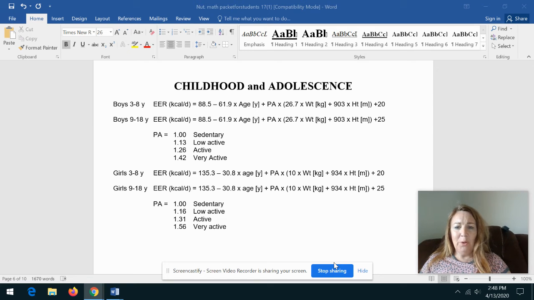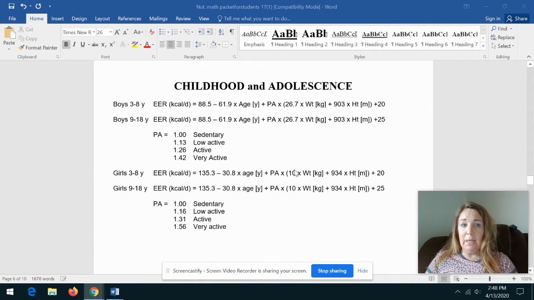Hello, I thought I would go over the childhood and adolescent, actually the childhood math information here. So I am on page 6 of your math packet, and you have here the calculations for both boys and girls. It's important that we look at the physical activity level, so we'll determine in our cases if the child is sedentary, low active, active, or very active. And you're going to use different physical activity multipliers based on if they're male or female.